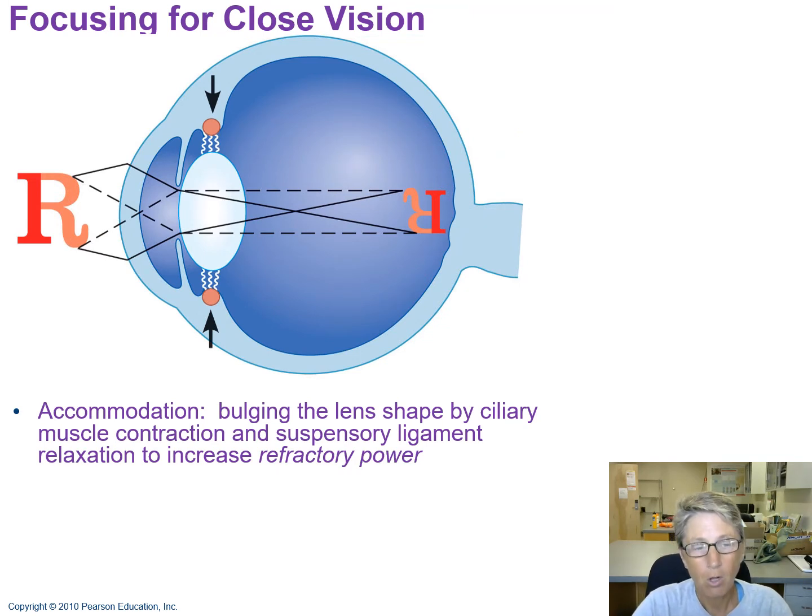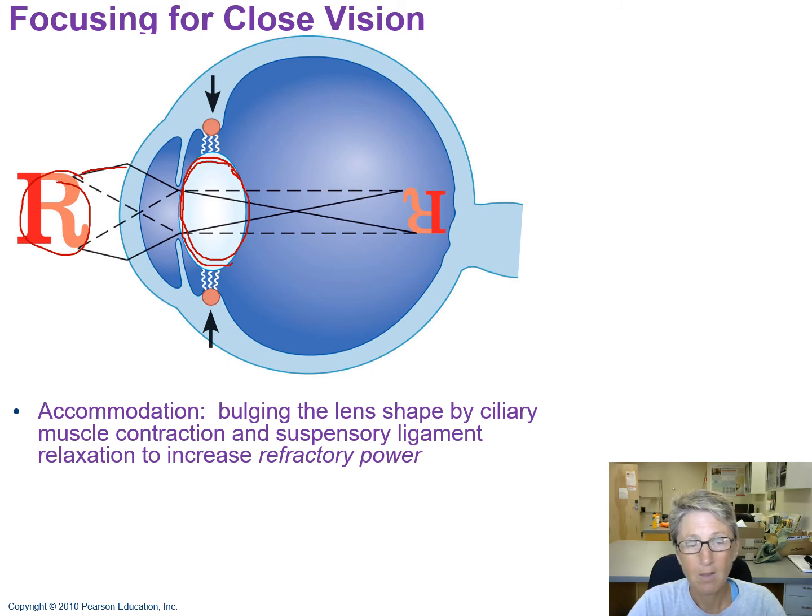If you're focusing for close vision, now look here, the R is really close to the eyeball, and you can see you're going to get a lot of refraction. When you're focusing your lens for close vision, that's called accommodation. It's also called accommodation when you're trying to focus your lens for far vision. But in close vision, you're trying to get your lens to the proper shape so that you can see this R. If you're viewing the R up close, then you have to have a fatter lens.